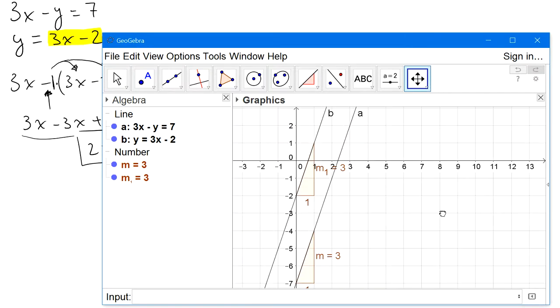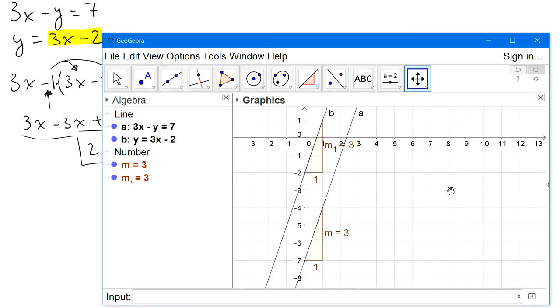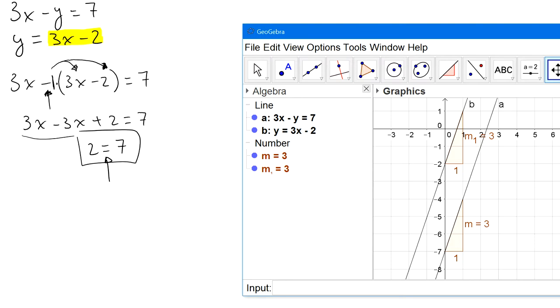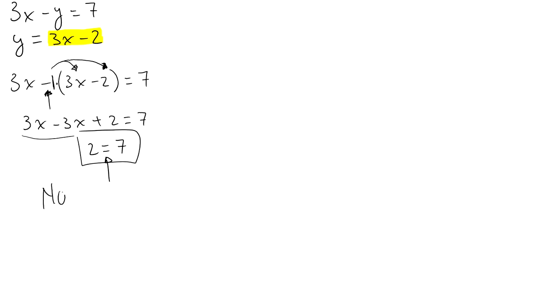So whenever you end up with slopes of lines that are equal to each other, we know that these lines are parallel. So they don't intersect at all. And that's why we end up getting this contradiction. 2 is not the number 7. So we would just conclude by saying there's no solution here.